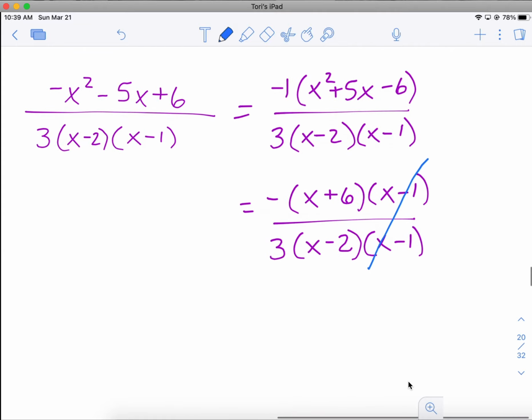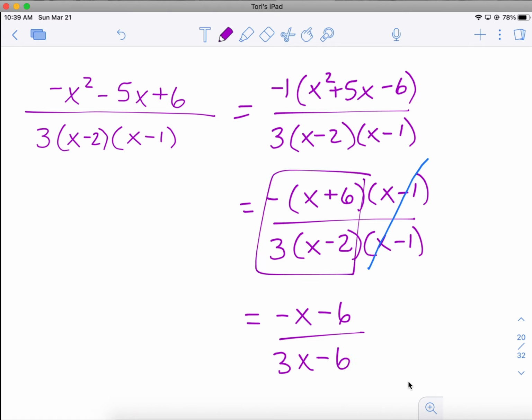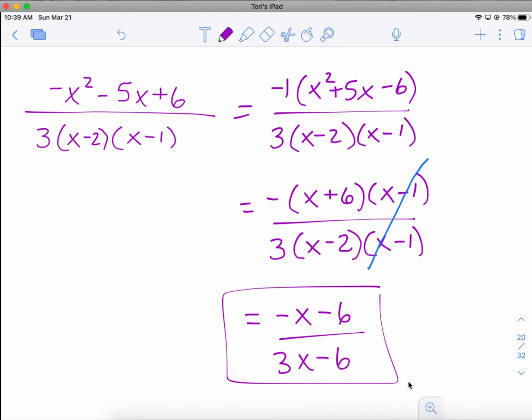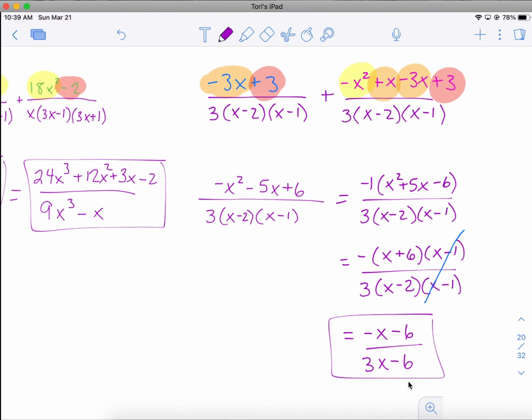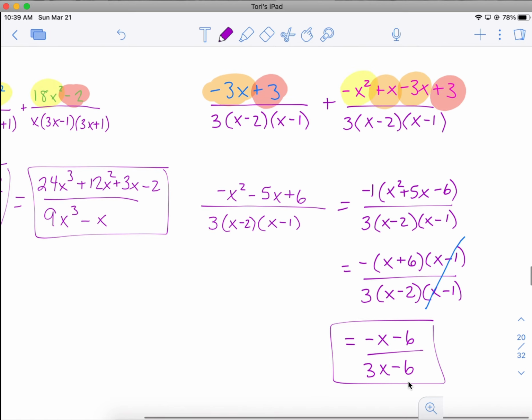That means that my final answer is only going to be -x minus 6 over 3x minus 6. And that's from just putting this part back together. Okay? All right, let me show you how you could have gotten that out from the beginning. And again, that's probably my error for not doing that from the start.